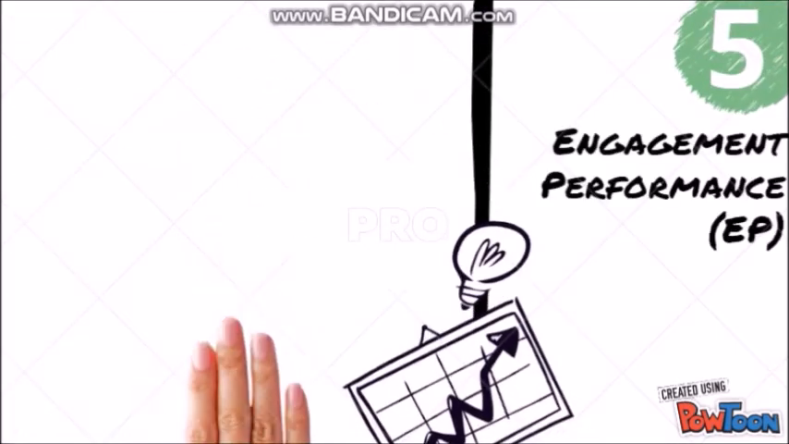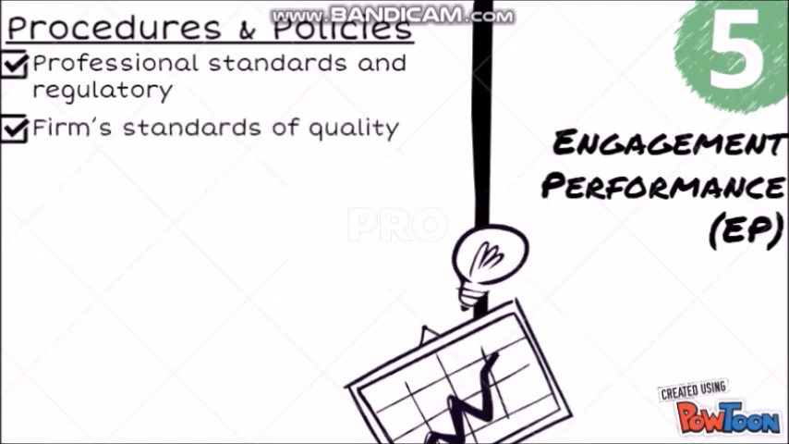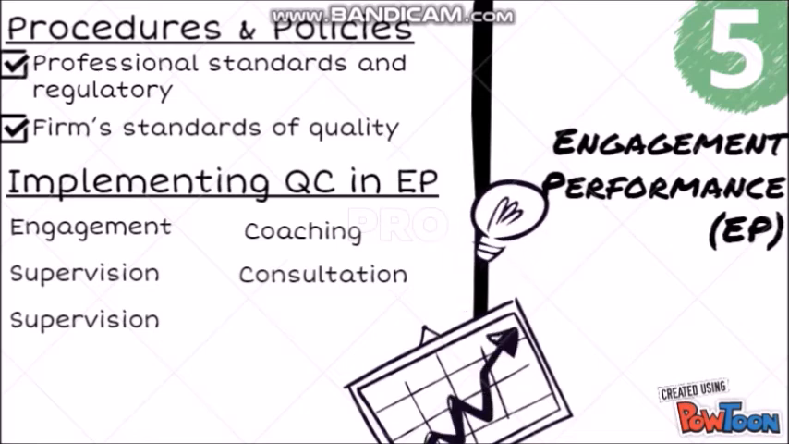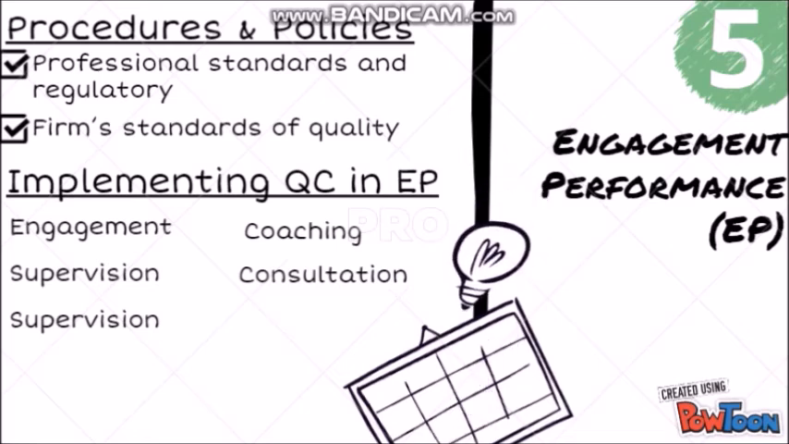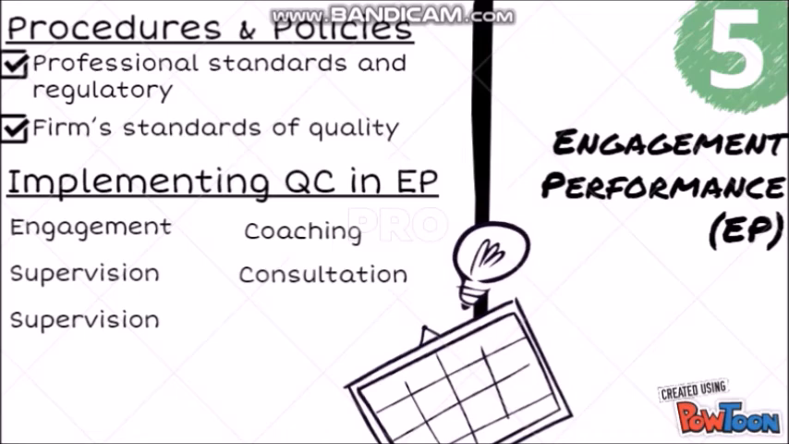Next is engagement performance. The policies and procedures should be established to provide the firm with reasonable assurance that the work performance meets the requirements, which are A. professional standards and regulatory requirements. B. the firm's standards of quality. The requirements of implementing the quality control based on engagement performance are A. engagement team.